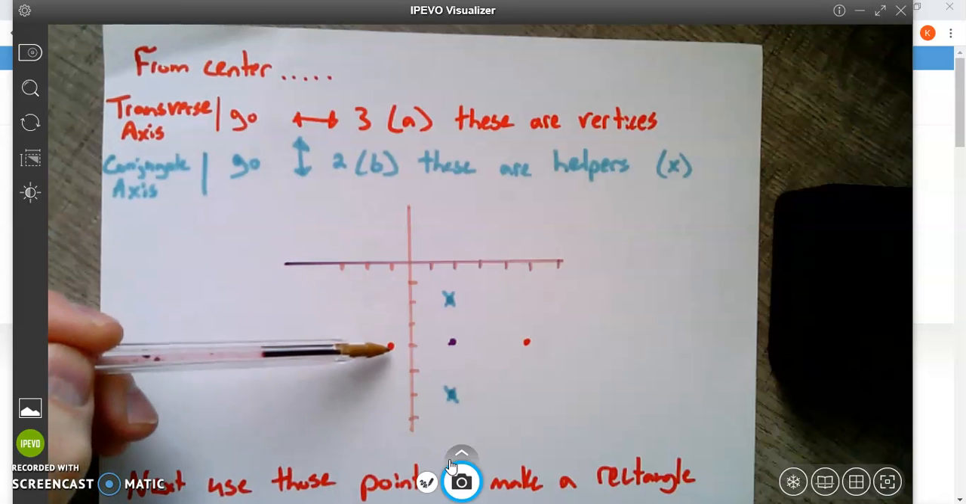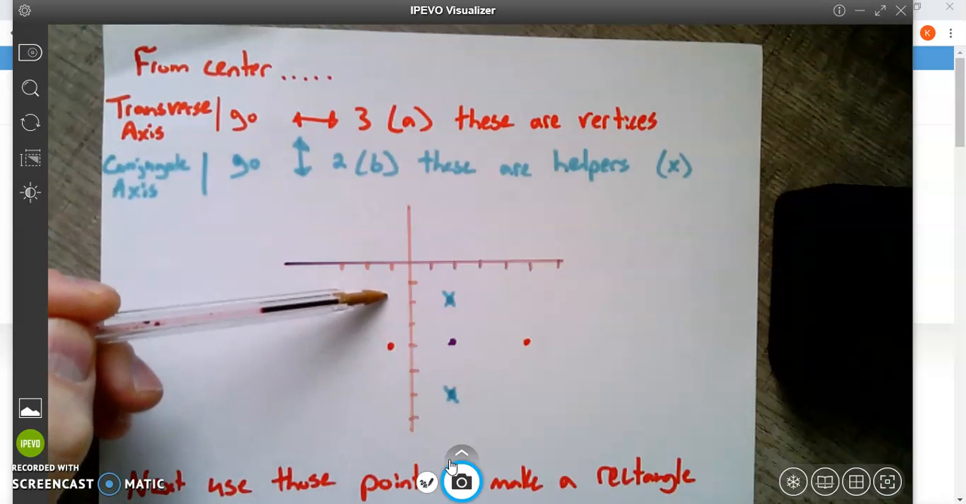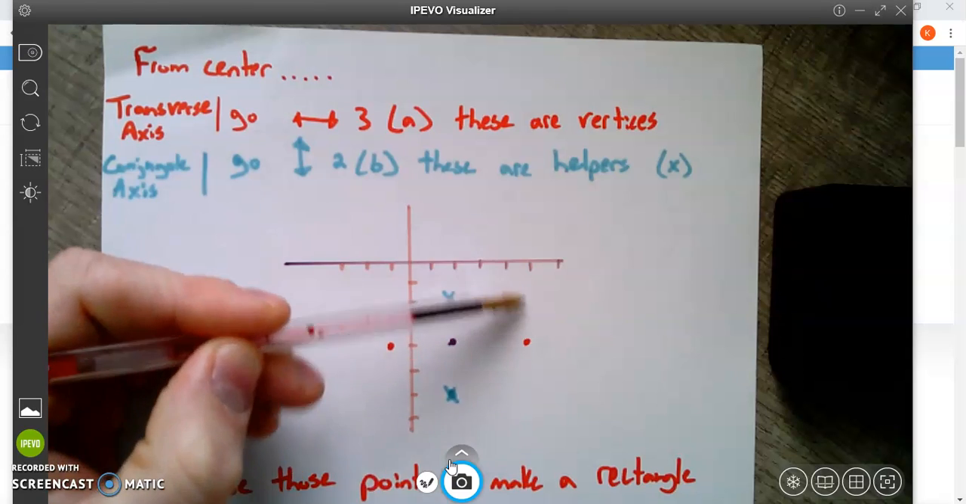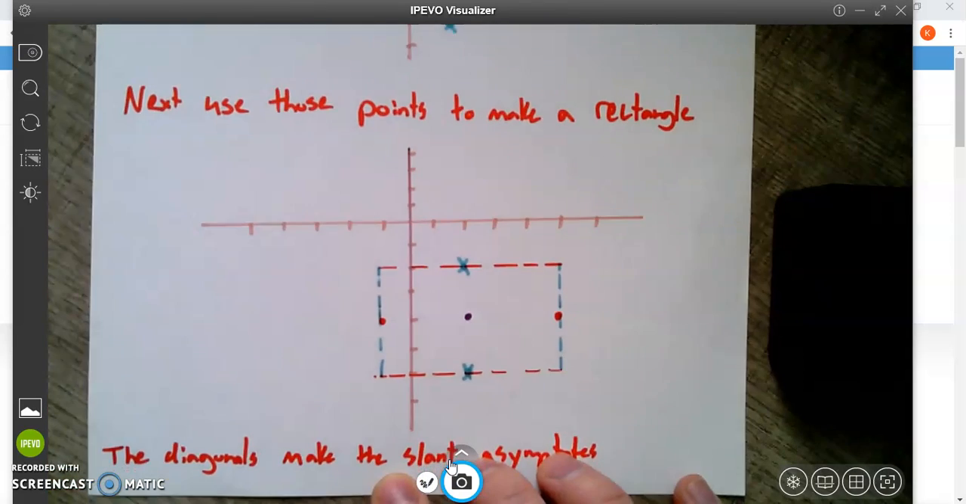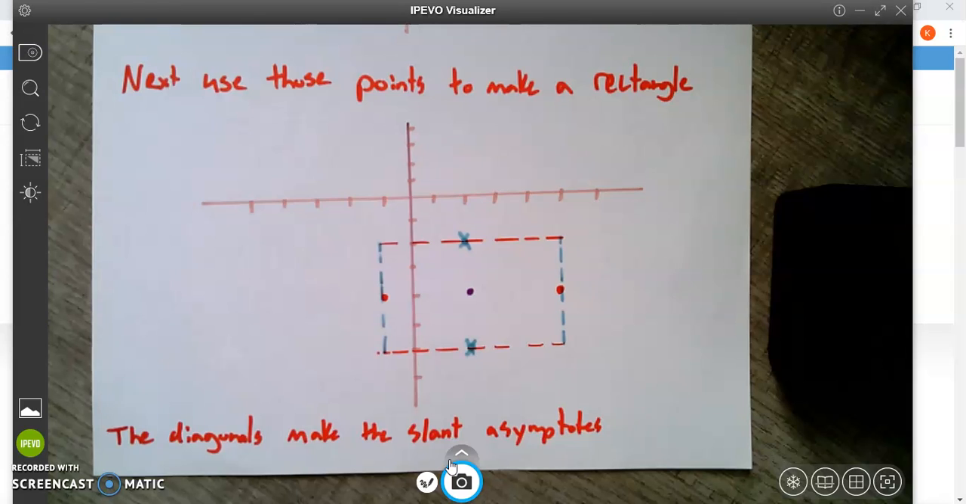Next, we're going to use these 4 points we just made to draw a rectangle. So I'm going to go, what was up and down 2, so from here I'm going to go up 2, down 2, up 2, down 2, and then I'm going to draw a rectangle. Should look something like this. Okay? The diagonals of this rectangle you just made form the slant asymptotes for our graph. That's what it's going to approach.